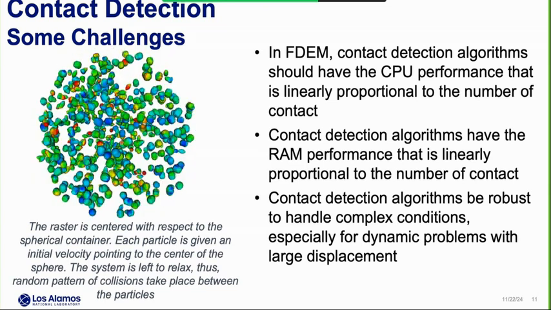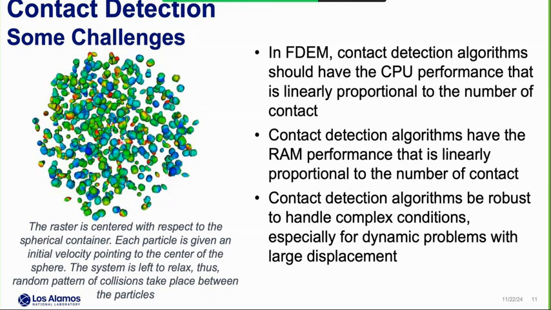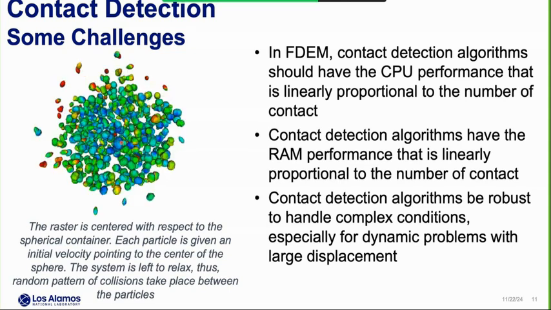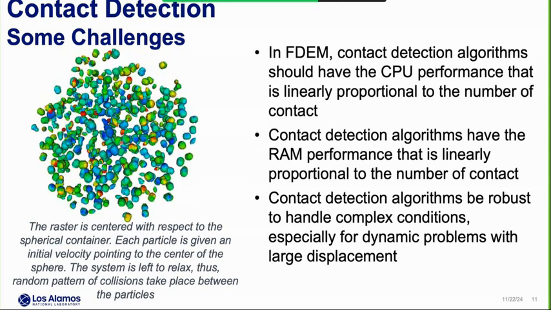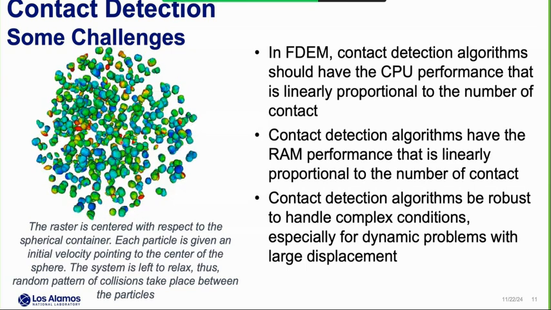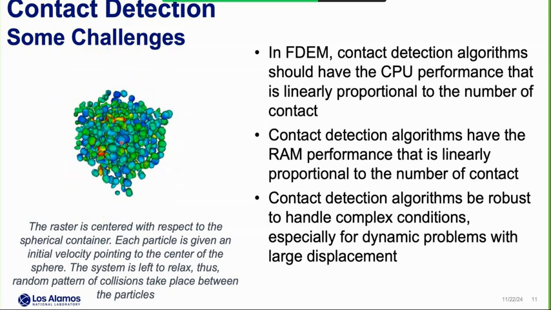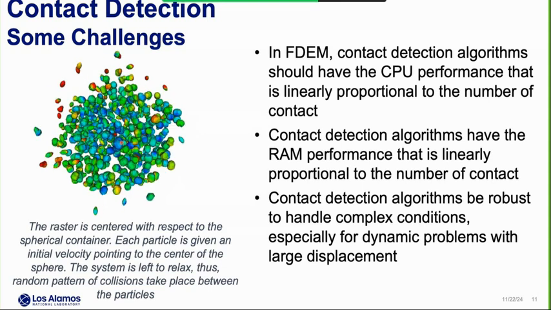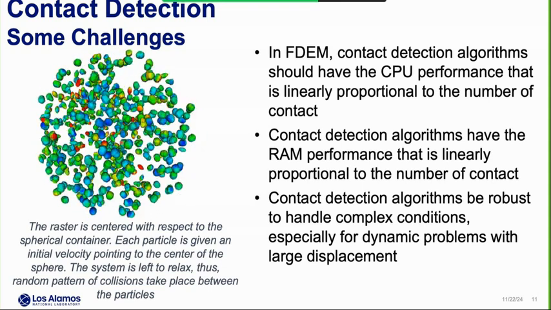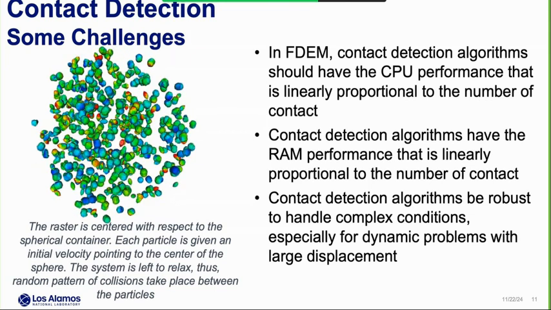In order to simulate this problem, we usually do it in two steps. In the first step, we need to figure out the contact relationship between particles, and we call this contact detection. In FDEM, the contact detection algorithms should have high CPU performance and low memory usage, especially for large-scale problems. They should also be robust enough to handle complex conditions, especially dynamic problems with large displacement, like the problem that we are seeing here.